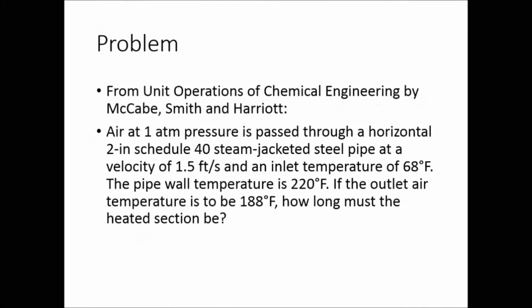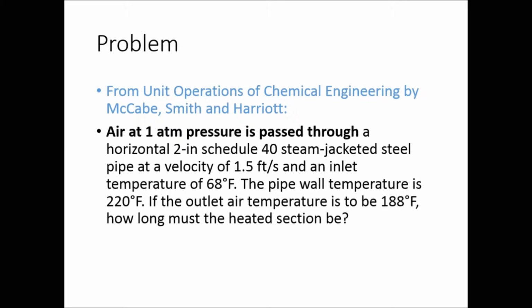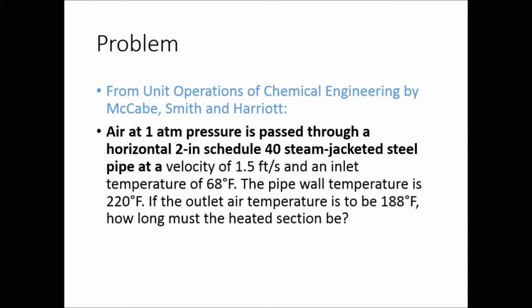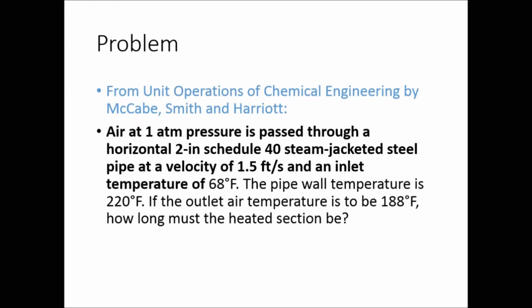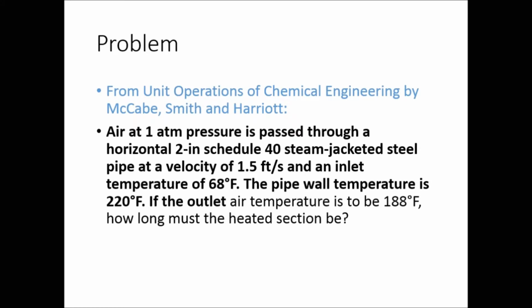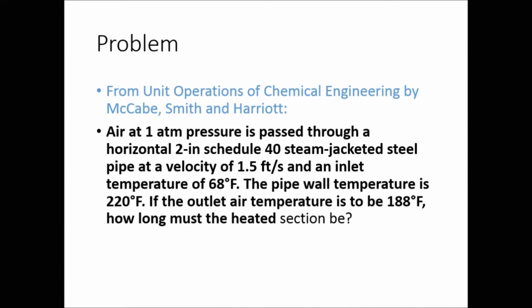To demonstrate the concept of natural convection, this is a problem taken from a book. Air at 1 atmosphere pressure is passed through a horizontal 2 inch Schedule 40 steam-jacketed steel pipe at a velocity of 1.5 feet per second and an inlet temperature of 68 degrees Fahrenheit. The pipe wall temperature is 220 degrees Fahrenheit. If the outlet air temperature is to be 188 degrees Fahrenheit, how long must the heated section be?